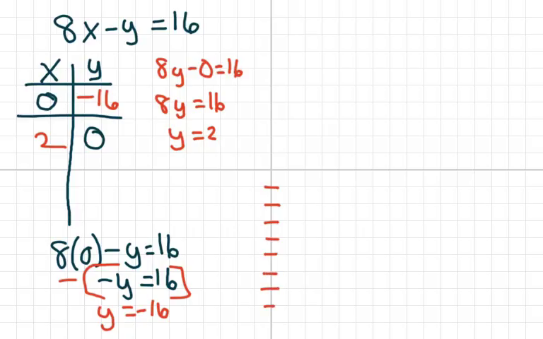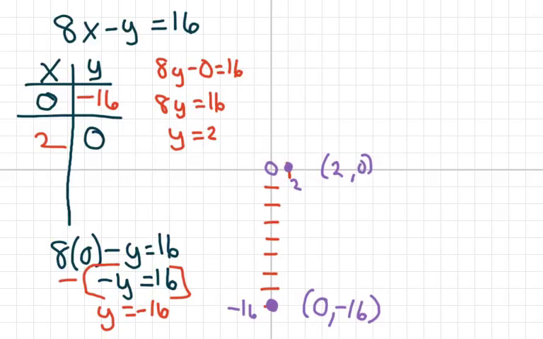So here's my point, which is 0, comma, negative 16. My other value, since I'm going by 2's, this is going to be 2, 0 right here. So this is negative 16, and this is 0 right here. And this would be 2, comma, 0. And I'm just going to connect the dots.